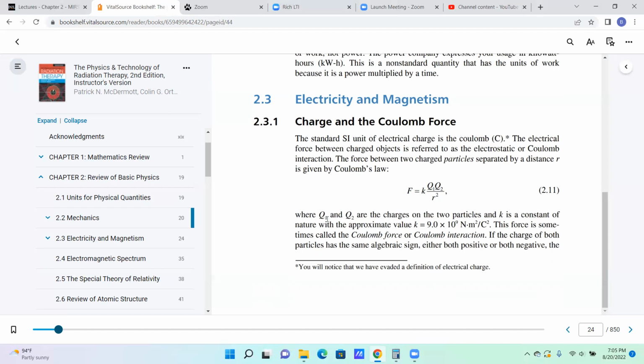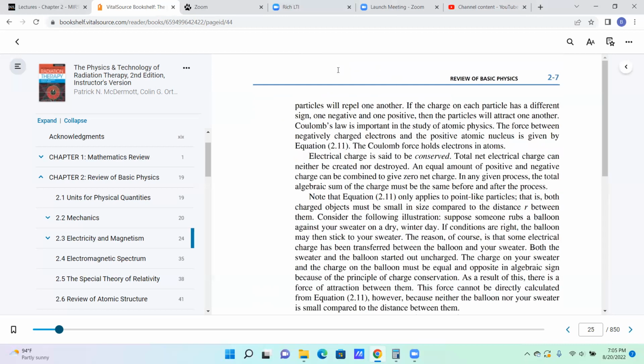So you've got a certain amount of charge here, Q1, a certain amount of charge here, Q2, and the k is going to be a fundamental constant, which is what we've discovered as characteristic of our universe. And so the force is sometimes called the Coulomb force or the Coulomb interaction. If the charge on both particles has the same algebraic sign, in other words, if you have two positive or two negative charges, these are going to repel each other. If, however, they have opposite signs, then the particles are going to attract each other.